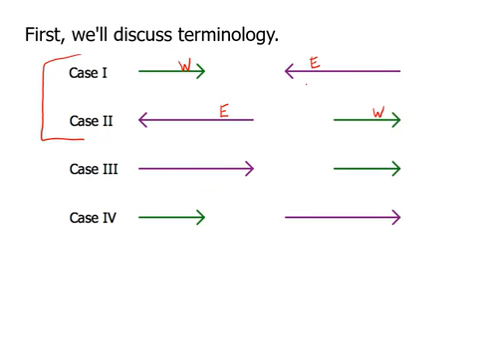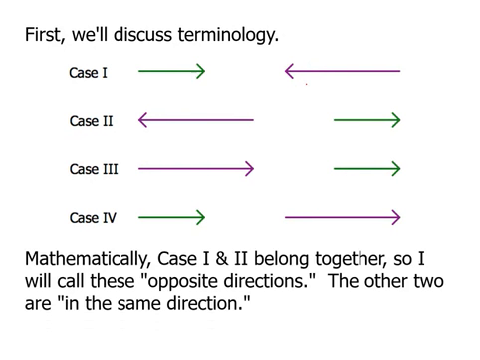Much in the same way, case 3 and case 4, I'll call those moving in the same direction. Case 3 and case 4 are also part of the same story. Because if the faster car is behind the slower car, it's going to close the gap, it's going to catch up past the slower car, and then later on, it's going to be pulling away and getting further away from the slower car, leaving it behind. Mathematically, cases 1 and 2 belong together, so I will call those opposite directions. The other two I'll call in the same direction. So that's how we're going to talk about these cases.